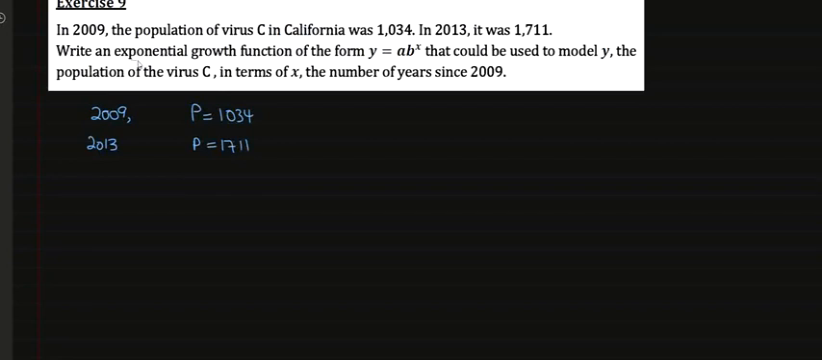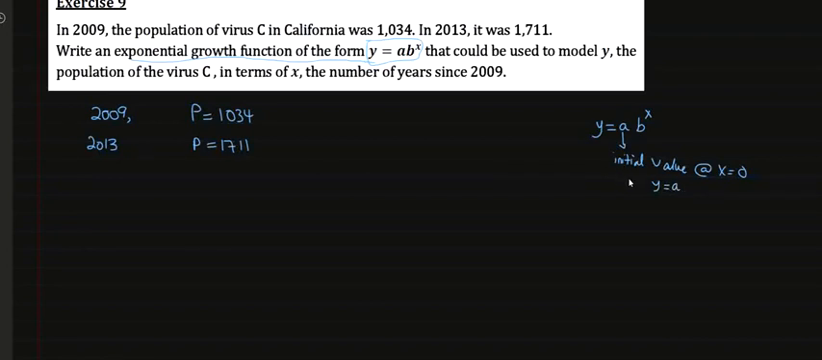Write an exponential graph function of the form, and the form is given. Here it's the general form of the exponential function. If you have y equals a times p to the power of x, a is the initial value, or we call it the initial value because at x equals 0, the p power 0 will be 1. So if x is equal to 0, y will be equal to a.